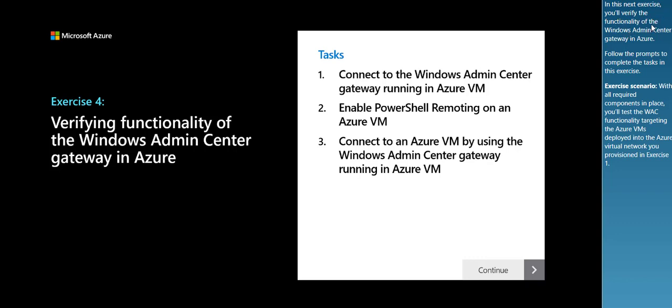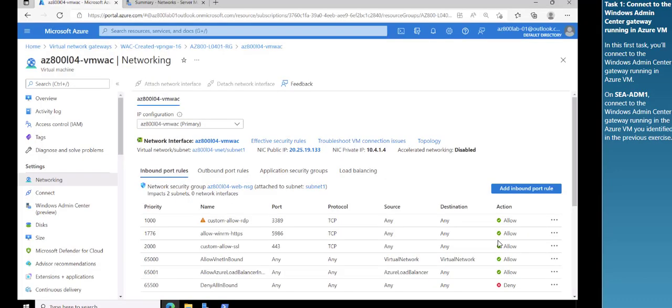In this next exercise, you'll verify the functionality of the Windows Admin Center Gateway in Azure. Follow the prompts to complete the tasks in this exercise. In this first task, you'll connect to the Windows Admin Center Gateway running in Azure VM. On Seattle Admin 1, connect to the Windows Admin Center Gateway running in the Azure VM you identified in the previous exercise.